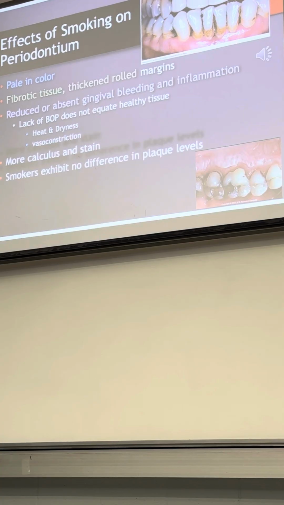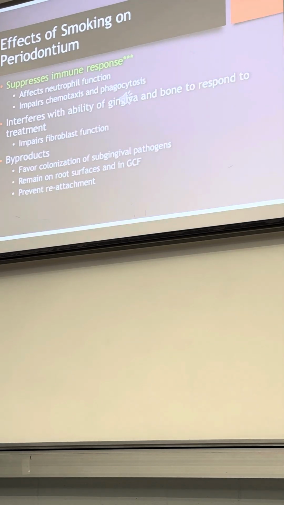So if you didn't know, and you're probing and looking for that bleeding, you're probably not going to have a lot of it. But that doesn't mean that we're in a healthy state. That lack of BOP does not equate to healthy tissues. The heat and dryness from the cigarette smoking, and the vasoconstriction, is what's causing that lack of bleeding. Typically, patients are going to have more calculus and stain when they smoke, and smokers exhibit no difference in plaque levels. So it's not a plaque situation for these patients; smoking has those different effects on the periodontium.